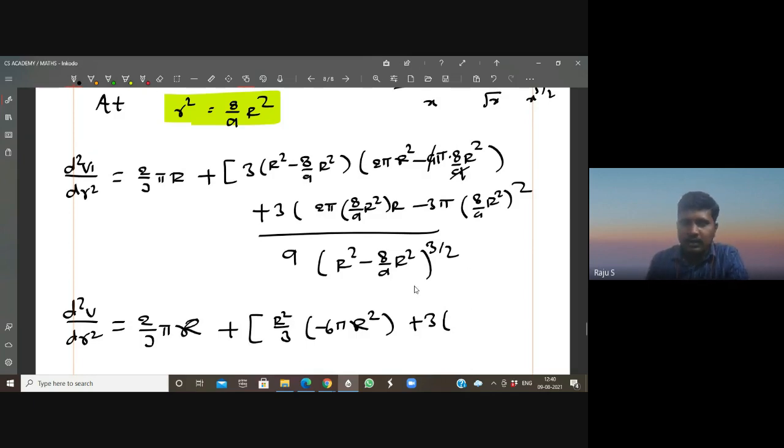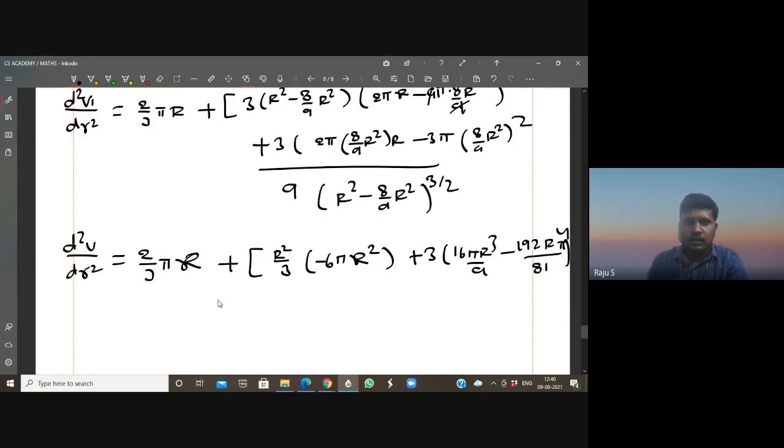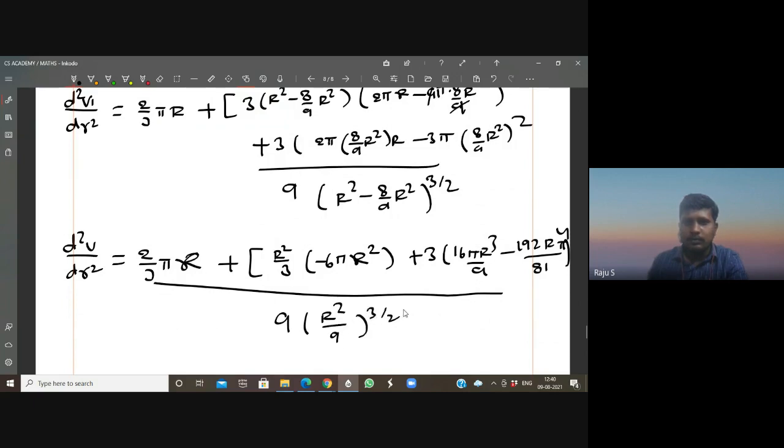What is the value we are getting here? 8 square 64, 3 times is 192 r power 4 by 81 pi. So after that, 9 into capital R square by 9 whole power 3 by 2. Because when I take LCM, 9r square minus 8r square is just r square, whole power 3 by 2.